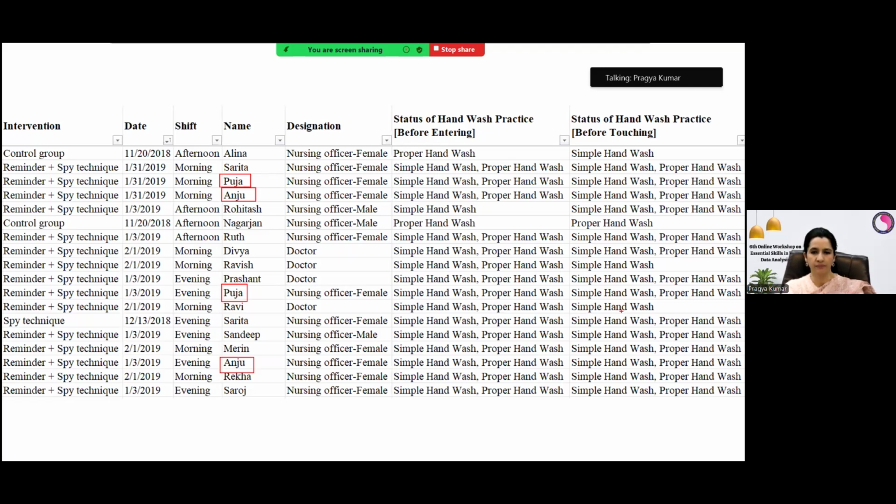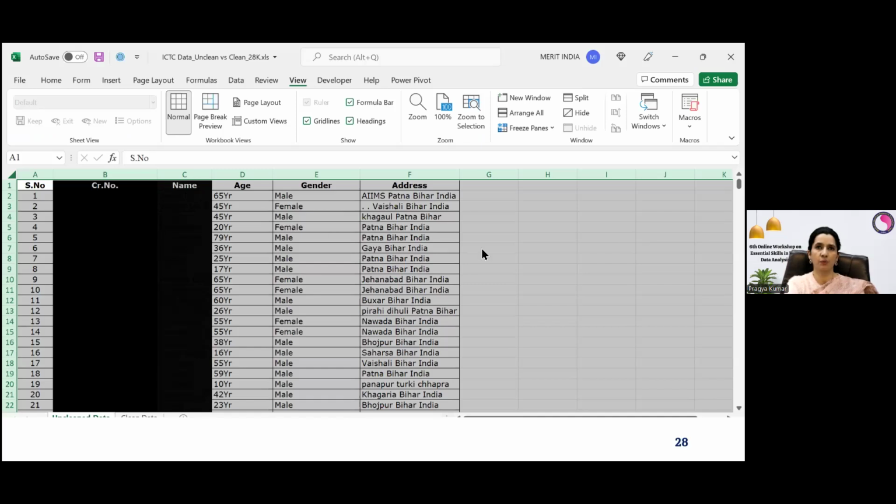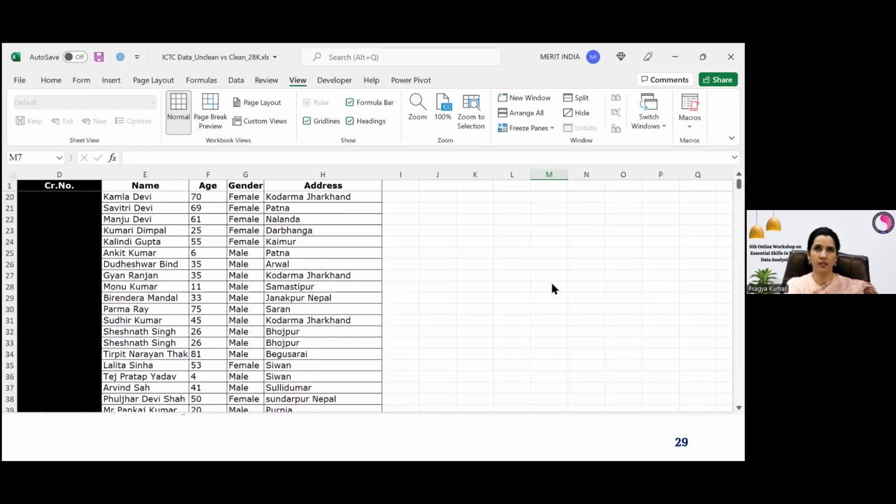That was not clear. This was again one data which was from our own ICTC. Here the person has entered address like this: AIIMS Patna, Bihar, India, Gaya, Bihar, India. All these addresses, we wanted to make a spot map of where the HIV cases were being reported maximum. But if the address is like this, you cannot perform that analysis. So we asked that person to clean it. Again he did like Janakpur, Nepal, Kodarma, Jharkhand. Then we asked him to make separate district, then separate state, and then you can do that.